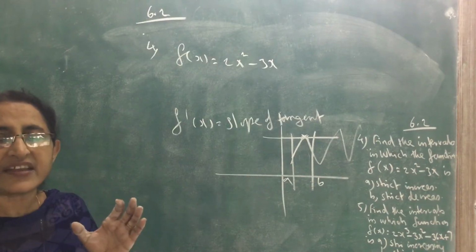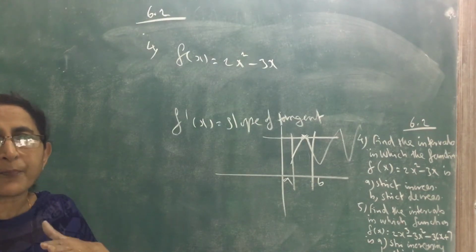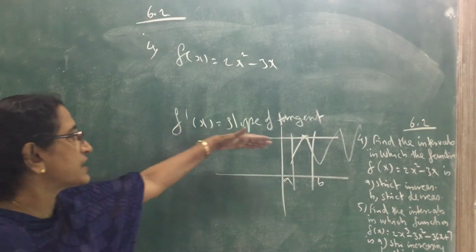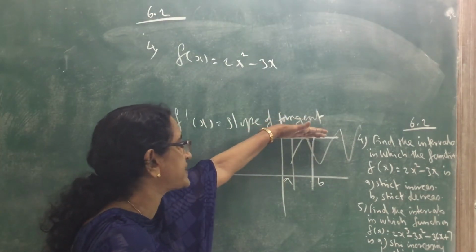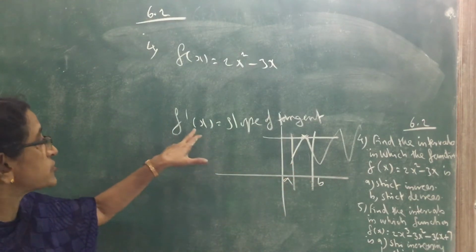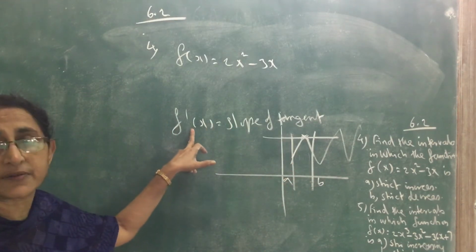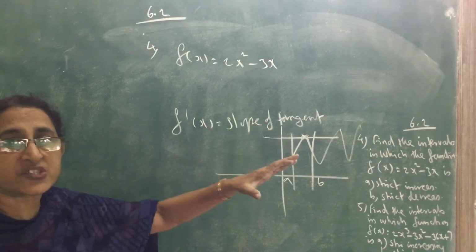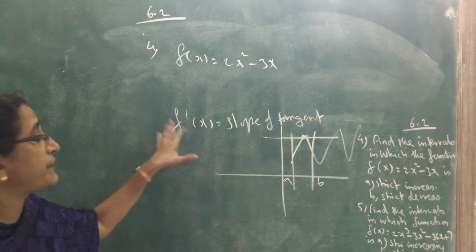Whenever a line is parallel to the x-axis, the slope of that line is 0. Here, at this point, the tangent is parallel to the x-axis. Therefore, the slope of the tangent is 0. Slope of the tangent means f dash x. That is the application of derivative: the slope of the tangent at any point x, y is equal to f dash x.